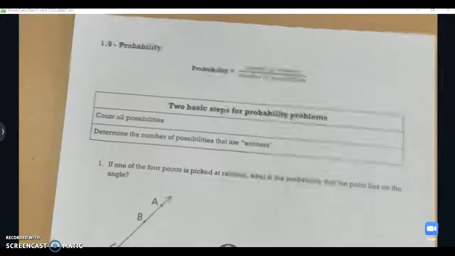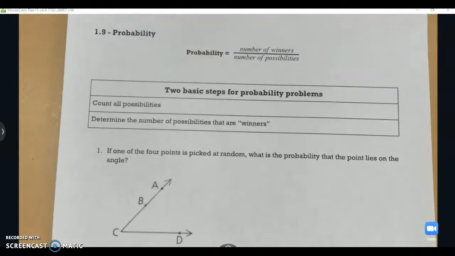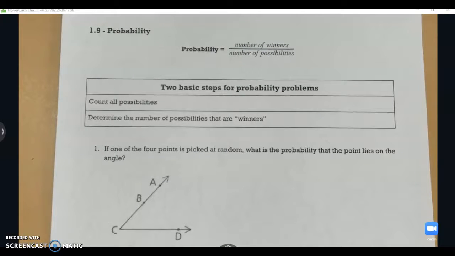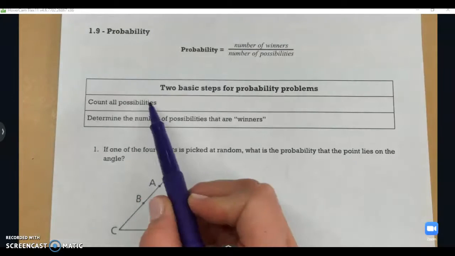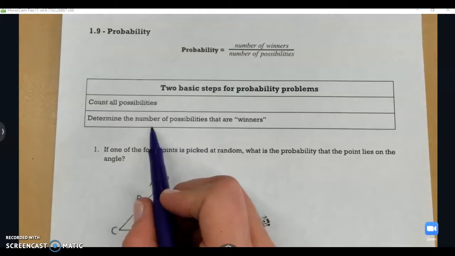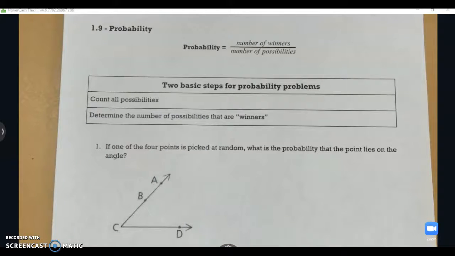All right, we're going to switch gears a little bit now and talk about probability. Probability is a fraction or a ratio of our number of winners divided by our total number of possibilities. So our steps are simple. Count all the possibilities, then determine the number of possibilities that are winners, what you're hoping to achieve. The winners go on top, the total possibilities go on the bottom.